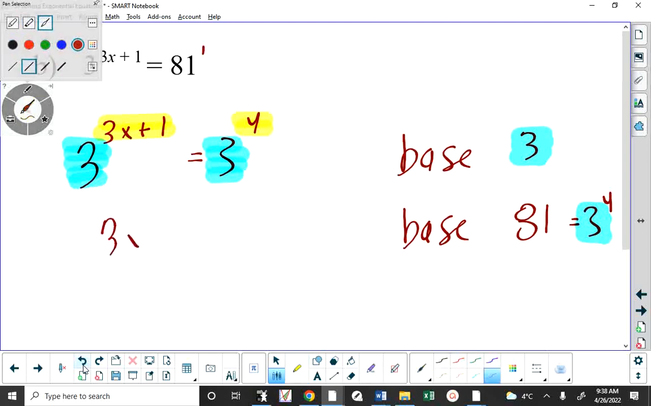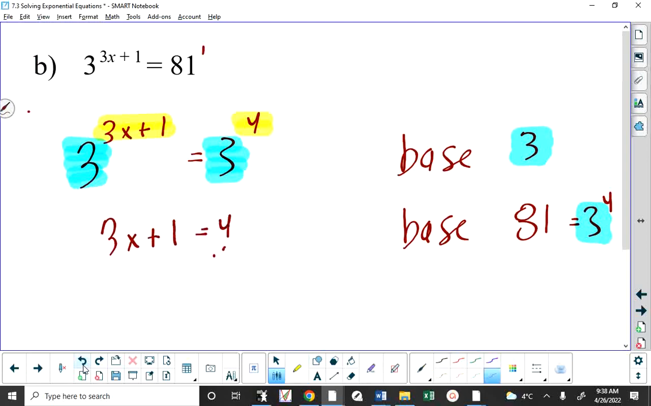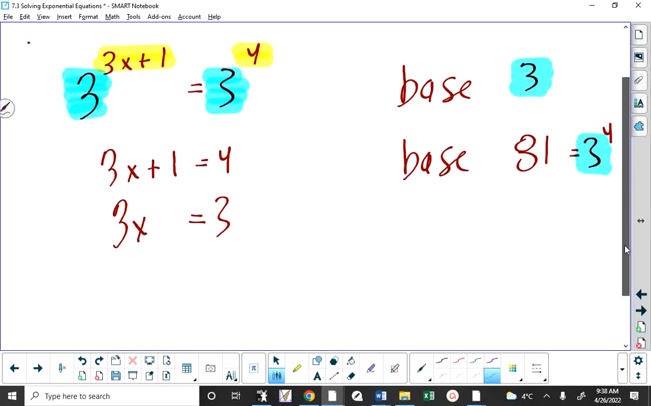So you get 3x plus 1 equals 4. Subtract 1 from both sides to get 3x equals 3. Divide both sides by 3, and you get x equals 1. And you can verify, I think, just by looking that if you were to put 1 in for x, the exponent on the 3 on the left would be 3 times 1 plus 1, which is 4.